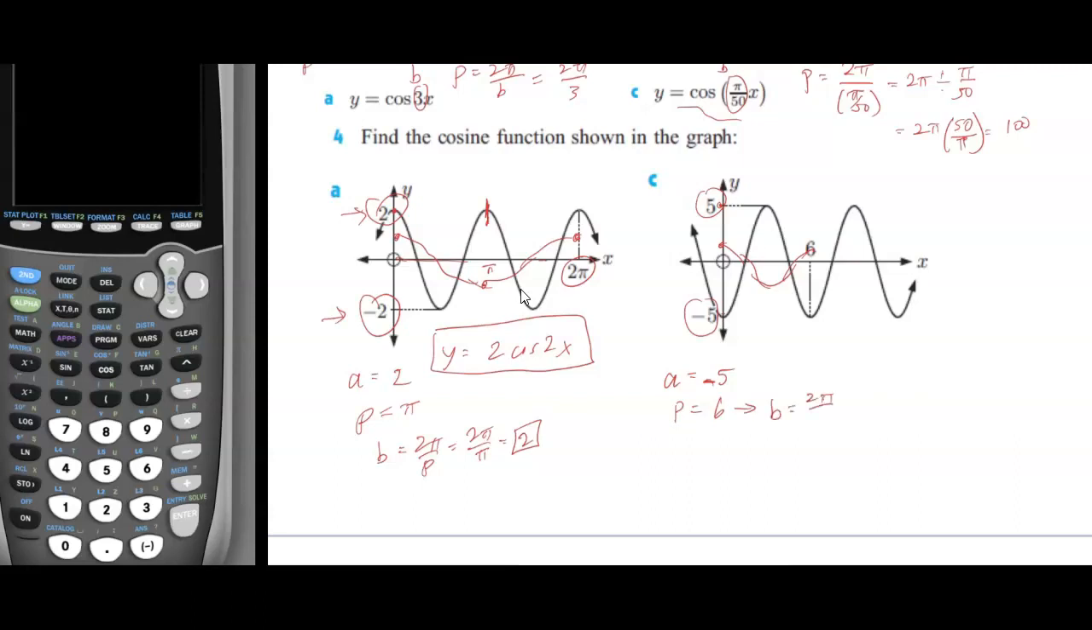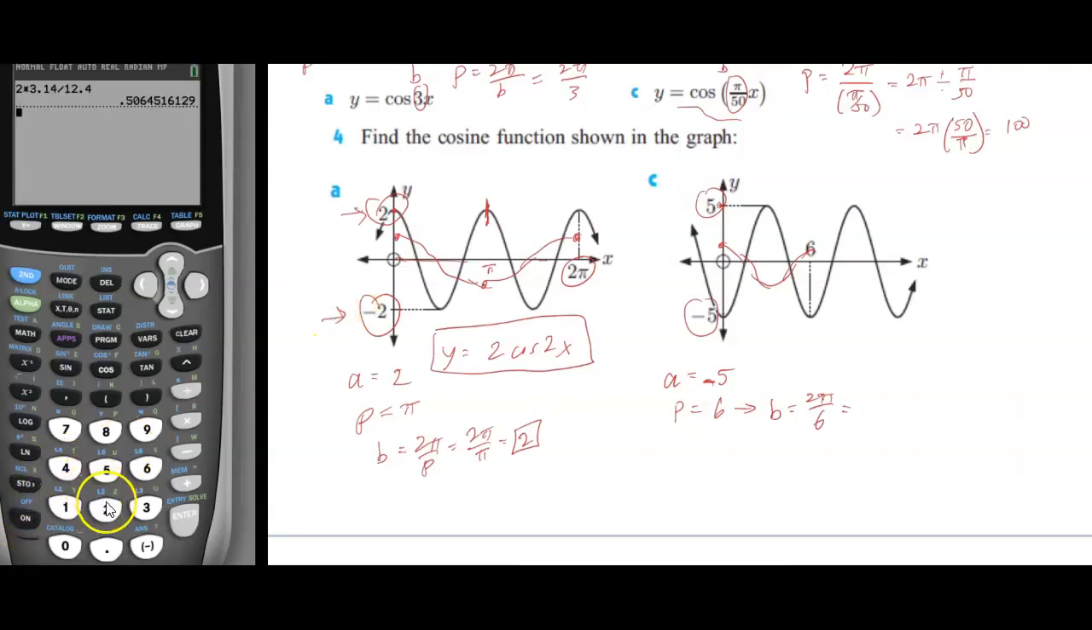So instead of b equals 1, it would be 2 pi divided by 6. And if we wanted to figure out what that is, 2 pi is actually very close to 6, right? Let's say it's 6.28, right? 1.05. Okay, so our b value is going to be 1.05. The a value is going to be -5.